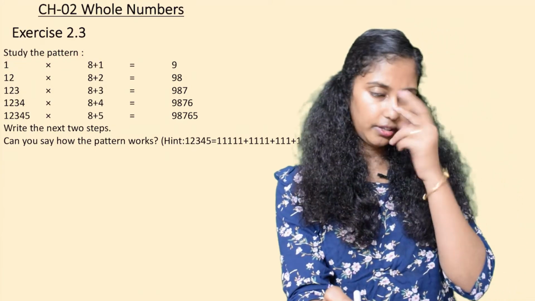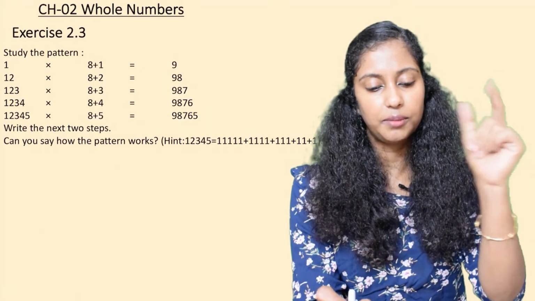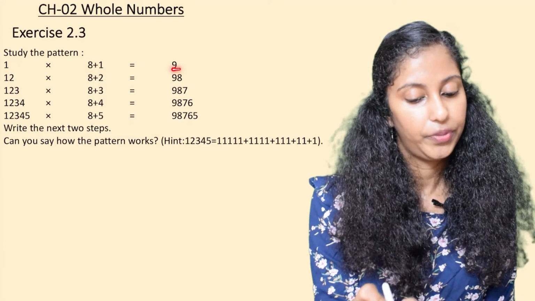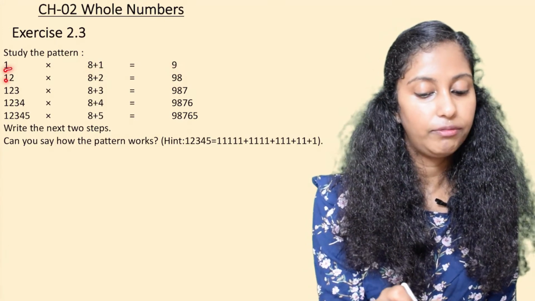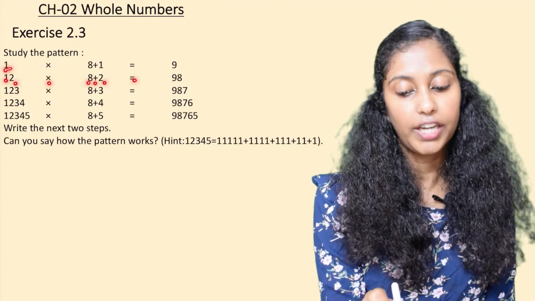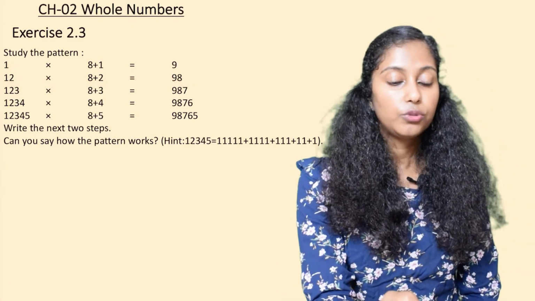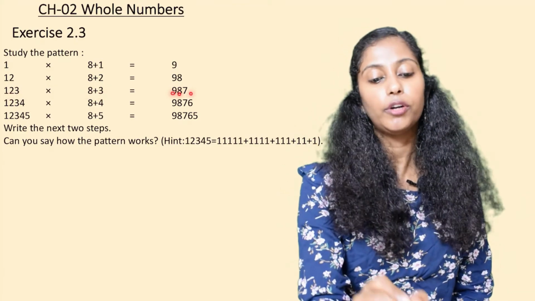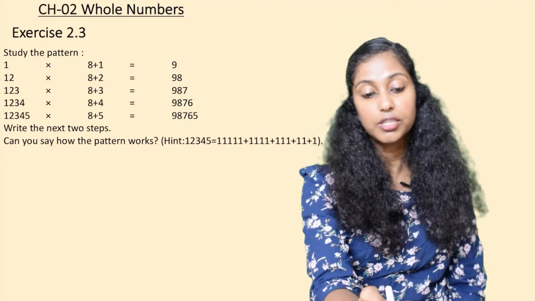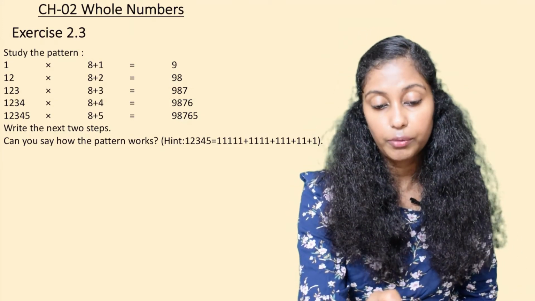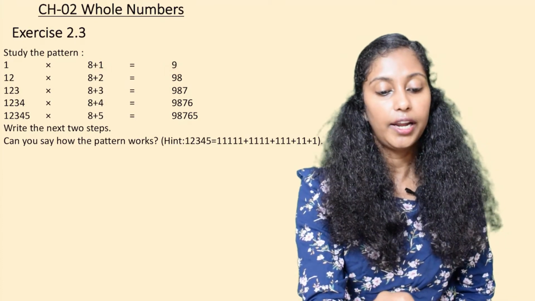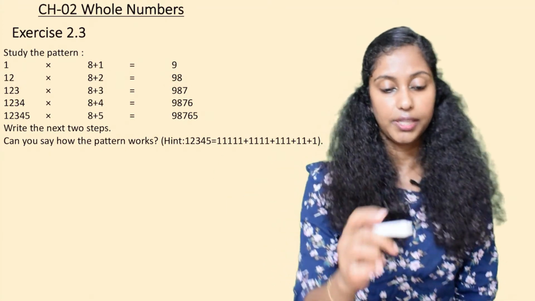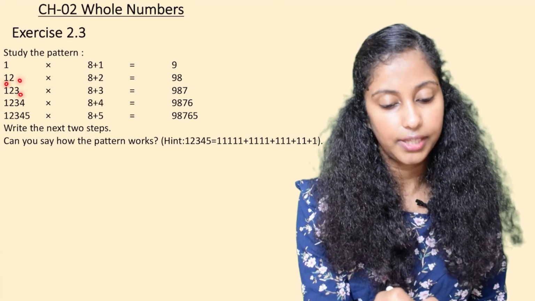So here we have to just see carefully, apply logic and solve the sums like this. So here they have given 1 multiplied by 8 plus 1 is equal to 9. Then this 1 has become 12 multiplied by 8 plus 2 is equal to 98. Then this 12 has become 123 multiplied by 8 plus 3 equal to 987. So here what we see in all the three patterns, in all the three places, earlier only one single digit 1, so it was 8 plus 1 and the answer was 9. Then after 1 we wrote 2, so here we wrote 8 plus 2, and here after 9 we wrote 8, that is the predecessor.